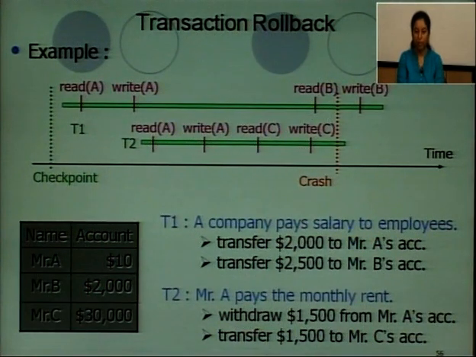You can see here again transaction rollback with the help of an important example. We are using checkpoints where the data is crashed, then save the data into the buffer.